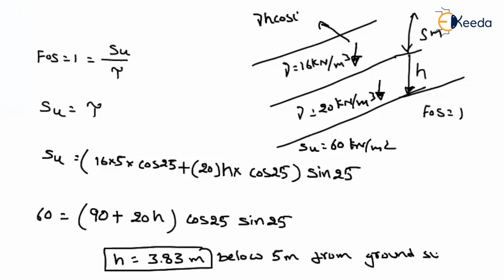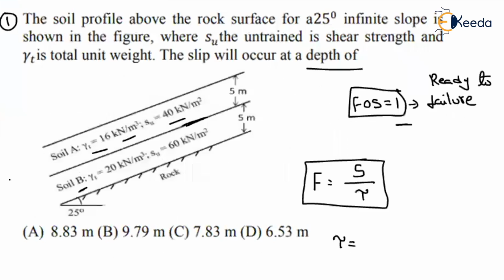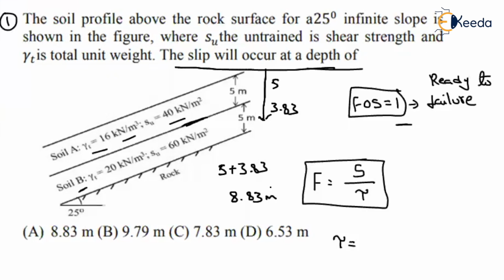So what is the question given? The slip will occur at a depth of... did they mention anything about the reference point? No. If they have not mentioned any reference point, then we have to consider from the top surface. From the top surface, what is the value? 5. From here to here, 3.8. So from the top surface, 5 plus 3.83. So the failure will occur at a depth of 8.83 meters. So is there an option? Right, option A is there. So option A is the correct answer.